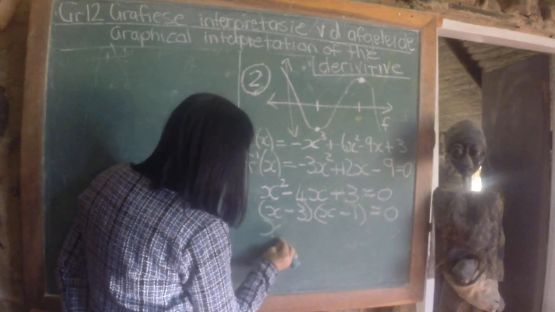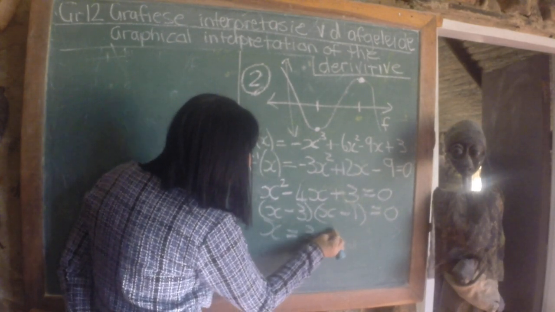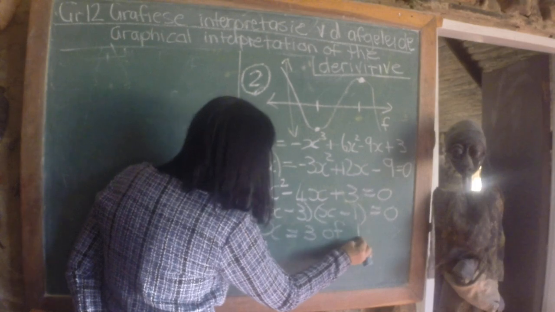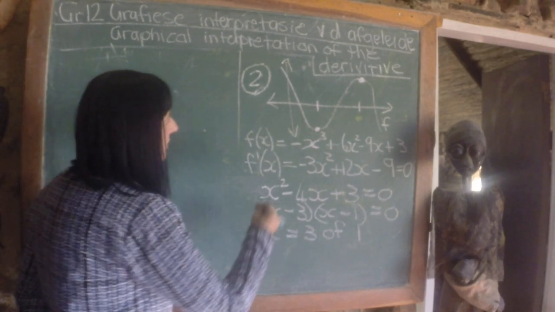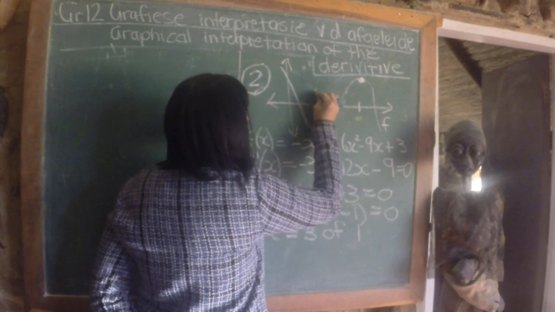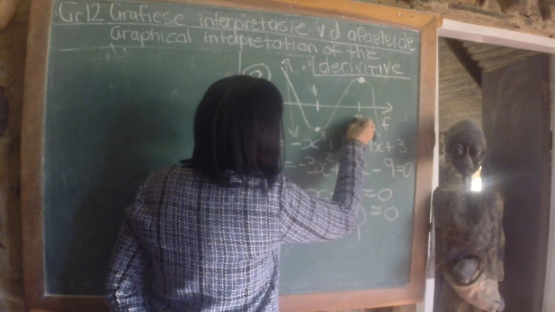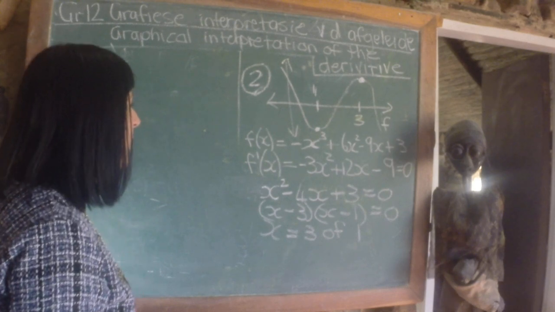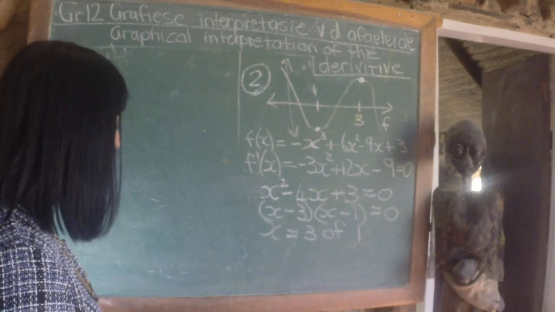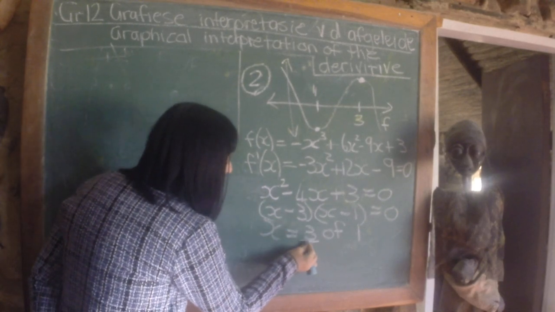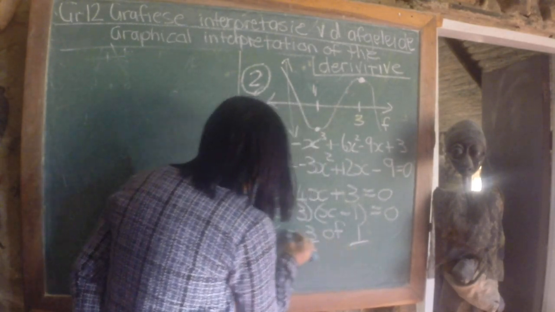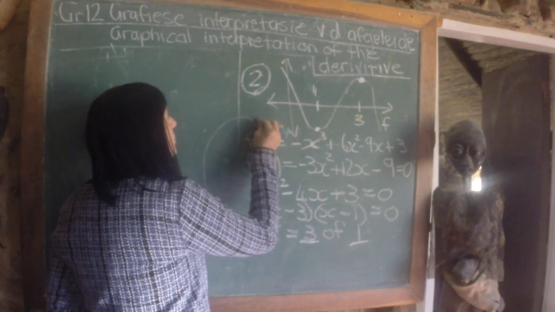And then I can get the two x values of my turning point. So I've got a 3 and a 1. You can clearly see, here is x equals 1, here is x equals 3. So to get the turning point, I need the coordinate. So to get the y values, I'm going to substitute these x values back into the original function.